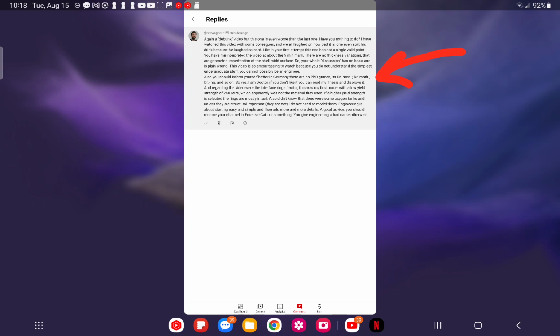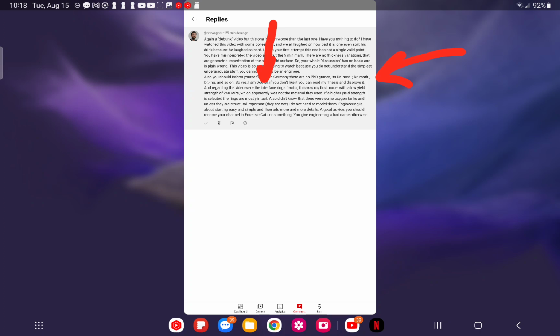All right, and so on. So yes, I am a doctor. Again, you're not a doctor. This is what you have to use. It states so in the document there. If you don't like it, you can read my thesis and disprove it.